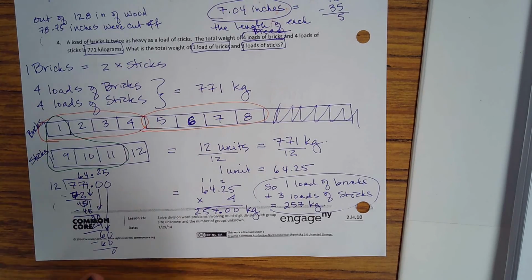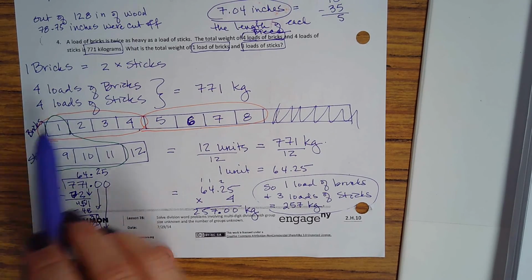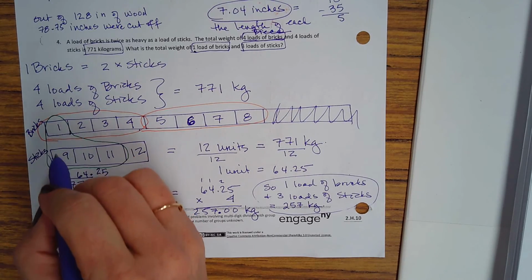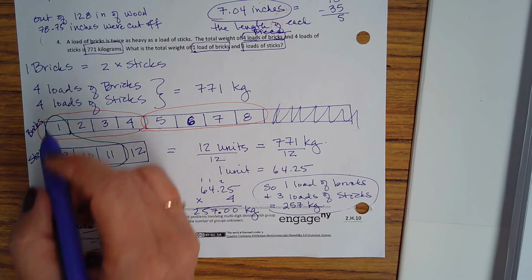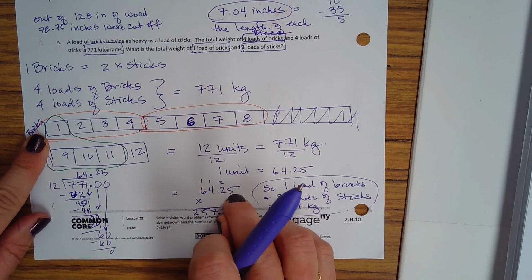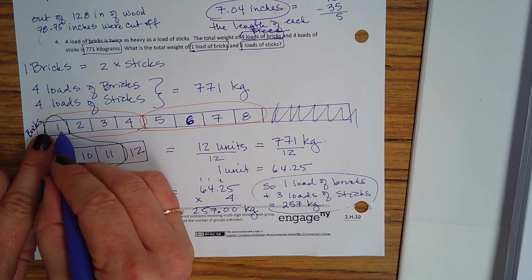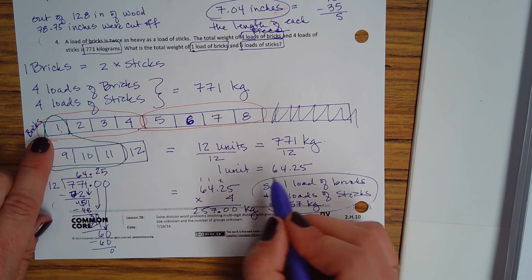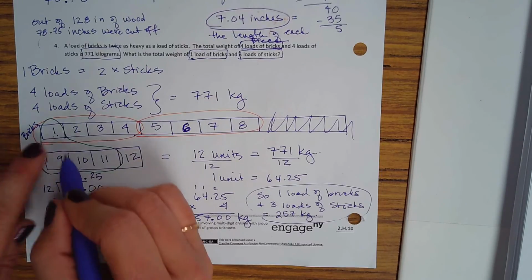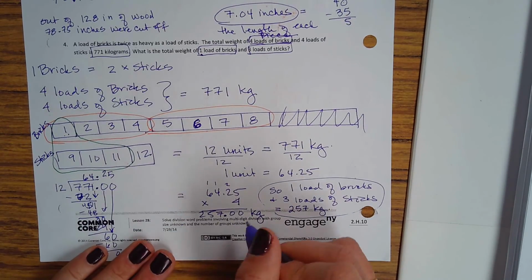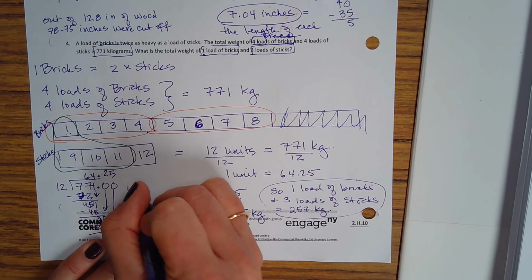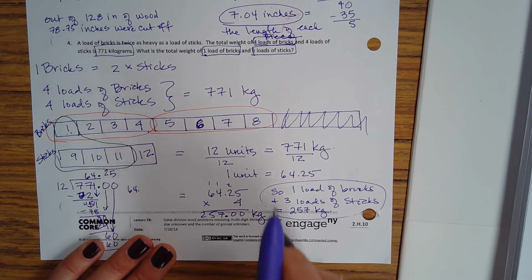Wait a minute. What is the total weight? But one load of bricks is 2 times the load of sticks. So wait a minute. Instead of multiplying by 4, I should have multiplied by 5 because this is 2 times. So that means it's 64.25 twice plus these. See, going back and checking, what am I solving for?